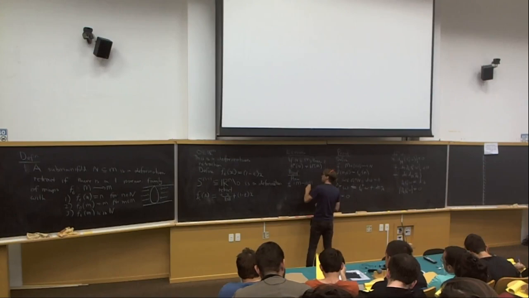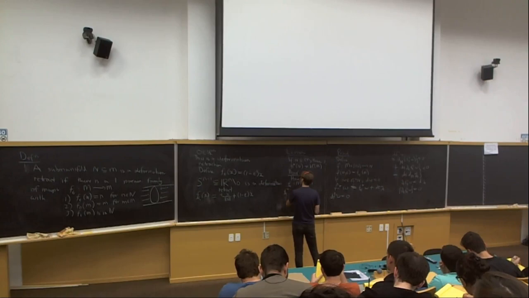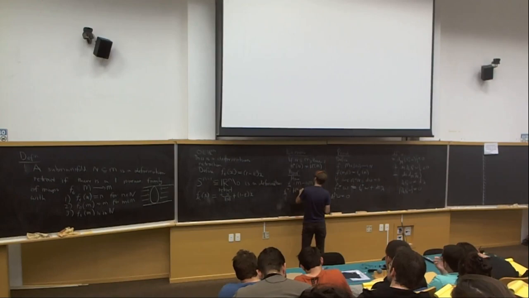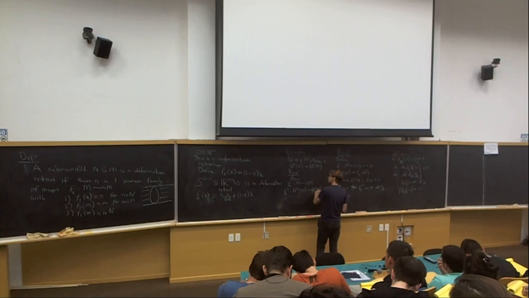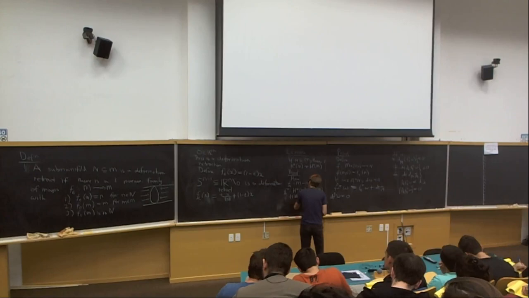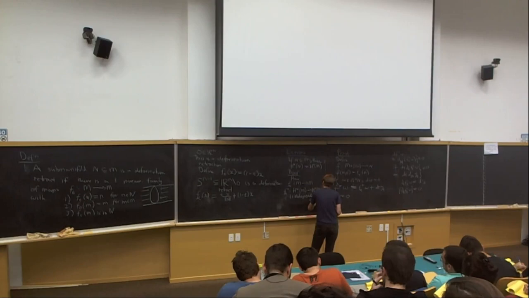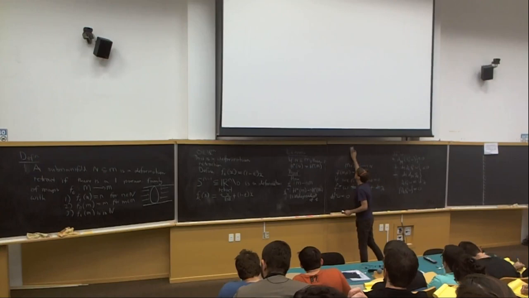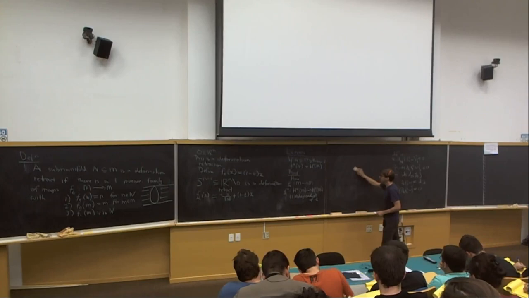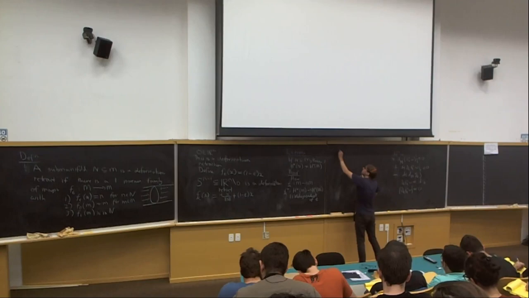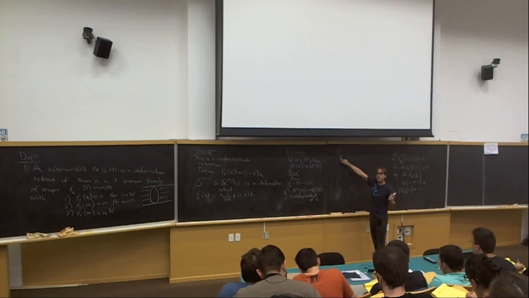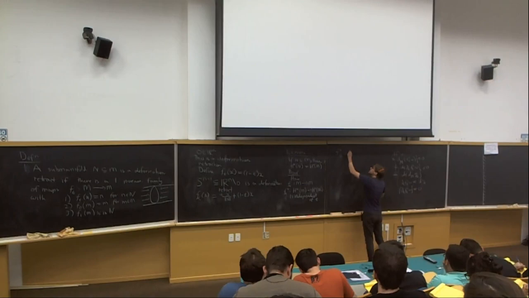Now, at the level of cohomology, f_t star from H^k of M to H^k of M, this map is independent of t. So let's look at what this map does when t is 0. So f star 0. Well, at 0, this mapping does nothing. It's the identity map.